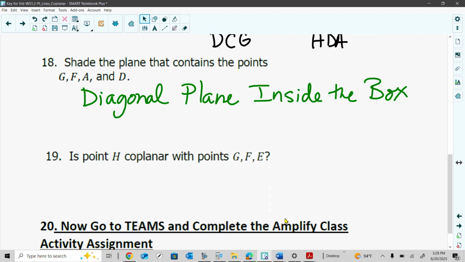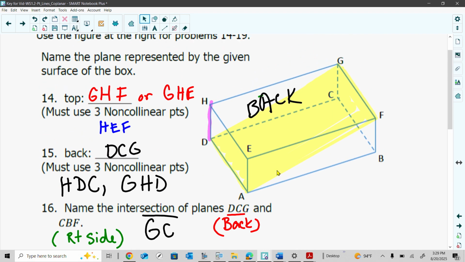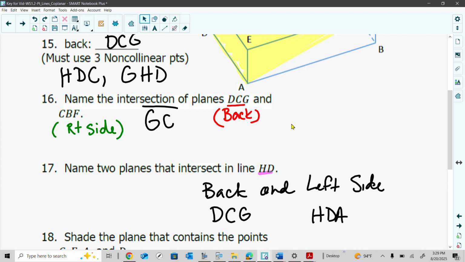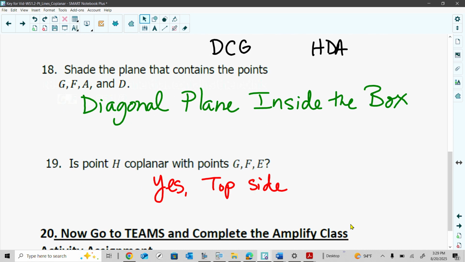And then it says, is H coplanar with the points G, F, E. So you got to look at G, F, E. Okay. G, F, E is this top. And then we're trying to see, is H coplanar, meaning inside the plane of the top? And yes, because it's the top side.